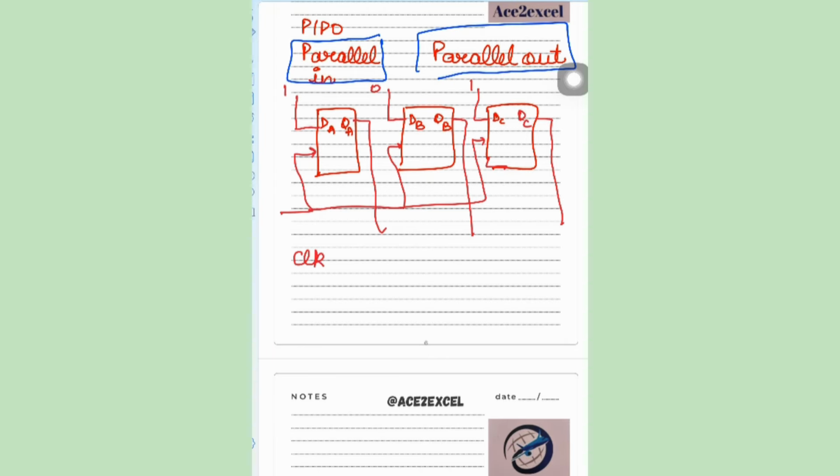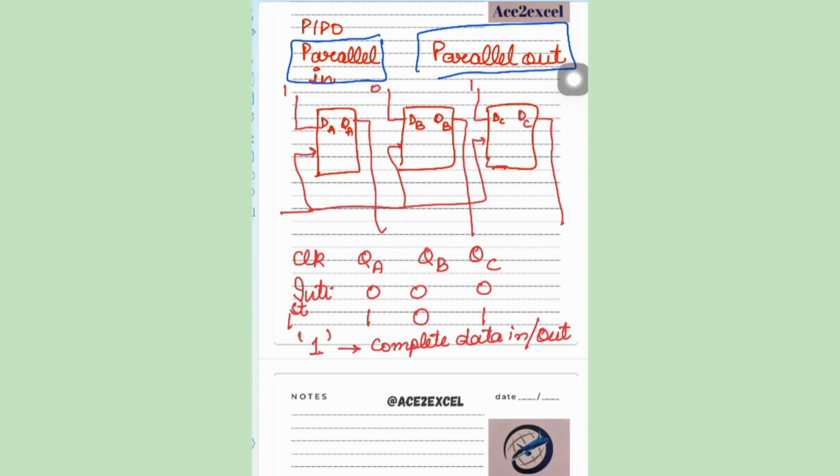Initially, let us say the scenario is that all are zeros. At the first clock pulse, QA will have 1, QB will have 0, QC will have 1. That is, in a total of 1 clock pulse, the complete data is in as well as out. This is parallel in, parallel out, the easiest of all the types of registers we have done till now.